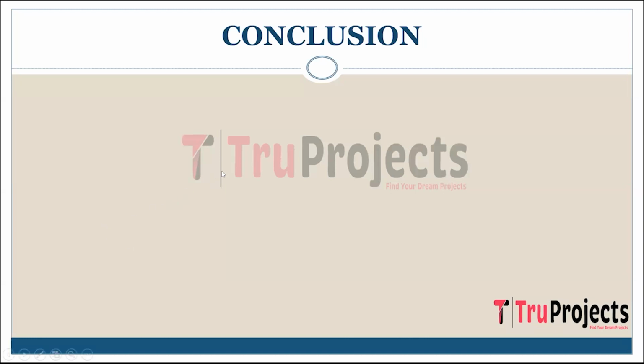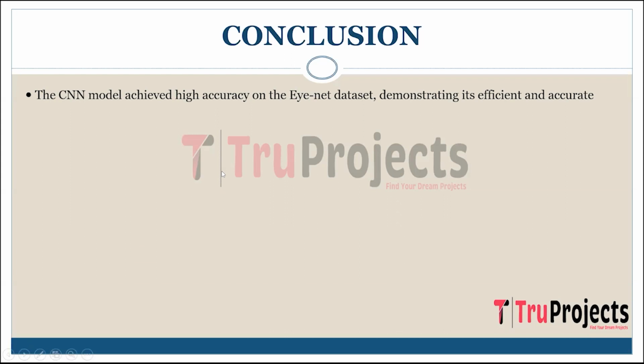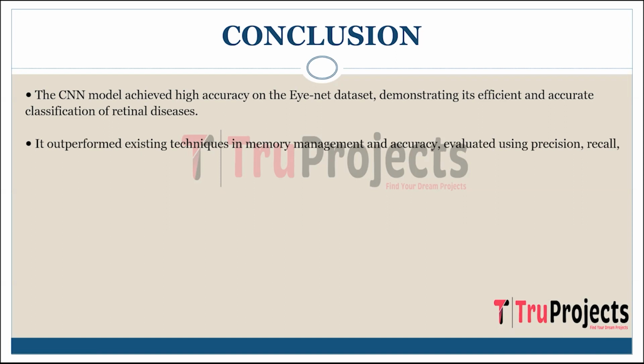The conclusion of the project is: the proposed convolutional neural network model for multi-class retinal disease detection achieved an impressive accuracy on the iNet dataset. This demonstrates its effectiveness in accurately classifying retinal diseases while efficiently managing memory consumption. The model's performance was comprehensively evaluated based on various metrics including precision, recall, and accuracy. Different numbers of training epochs and time consumption were considered, ensuring a thorough assessment. The model consistently outperformed existing techniques in terms of memory management and accuracy.